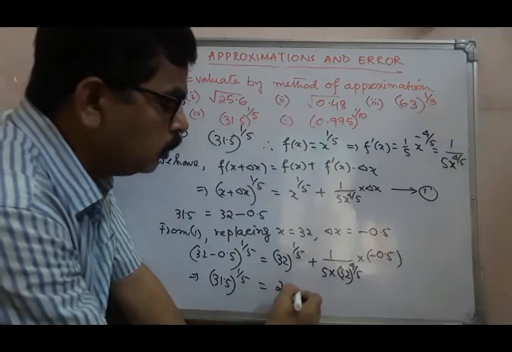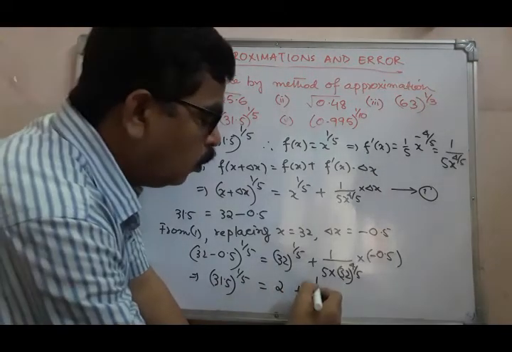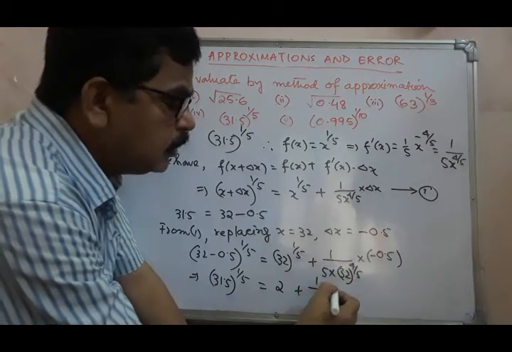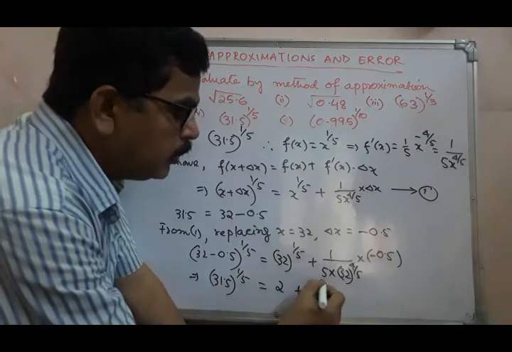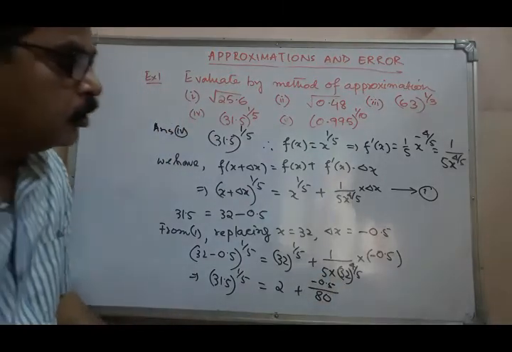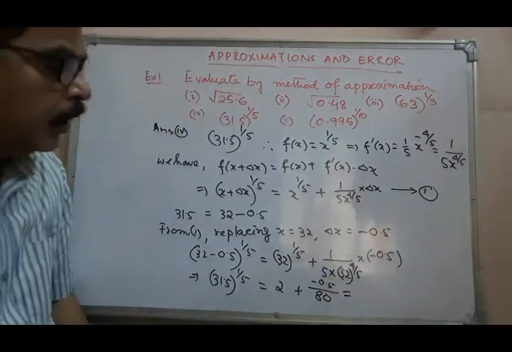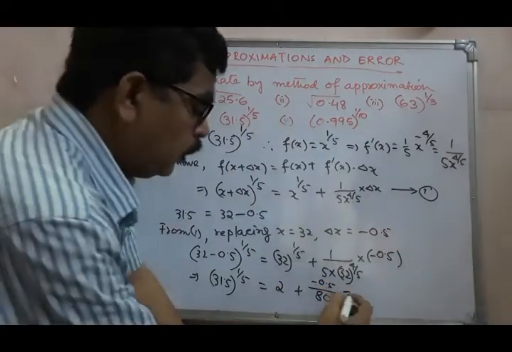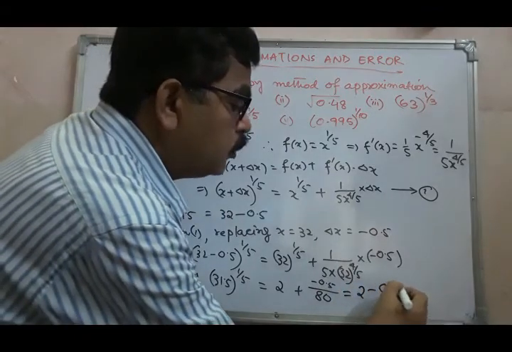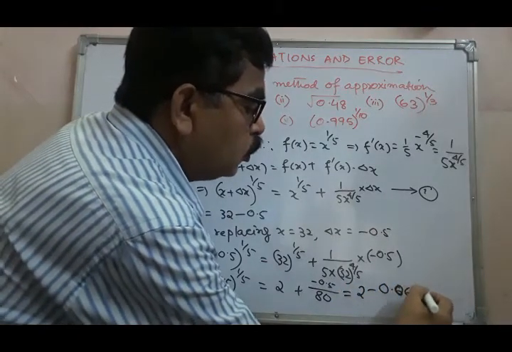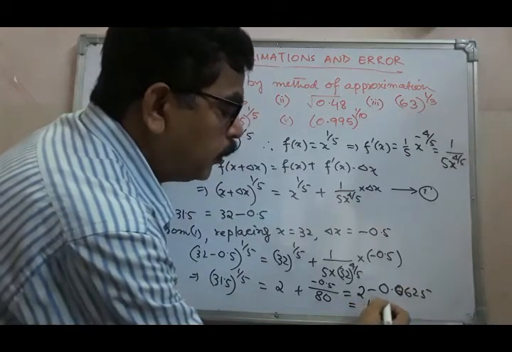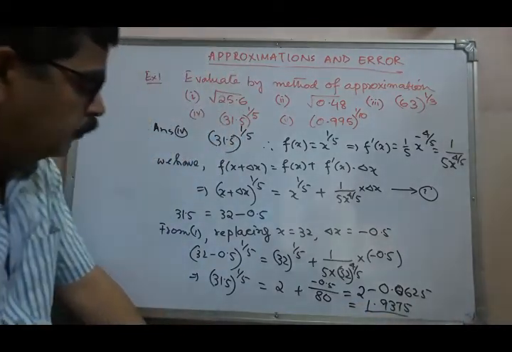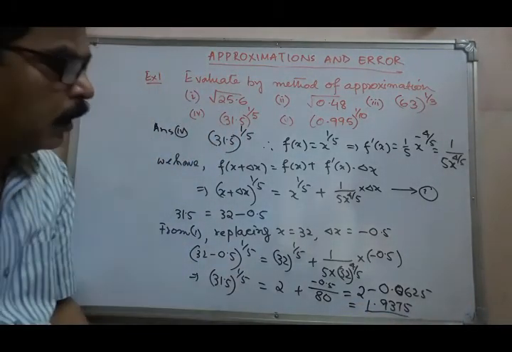So the result, 31.5 to the power 1 by 5, is 2 plus 1 by, it is 2 to the power 5, cancel 2 to the power 4, so it becomes 80 in the denominator and the numerator becomes minus 0.5. With the help of a calculator, find the value of 0.5 by 8. Therefore, your answer is 2 minus 0.0625, which is 1.9375. So this is the approximate value of 31.5 whole to the power 1 by 5.